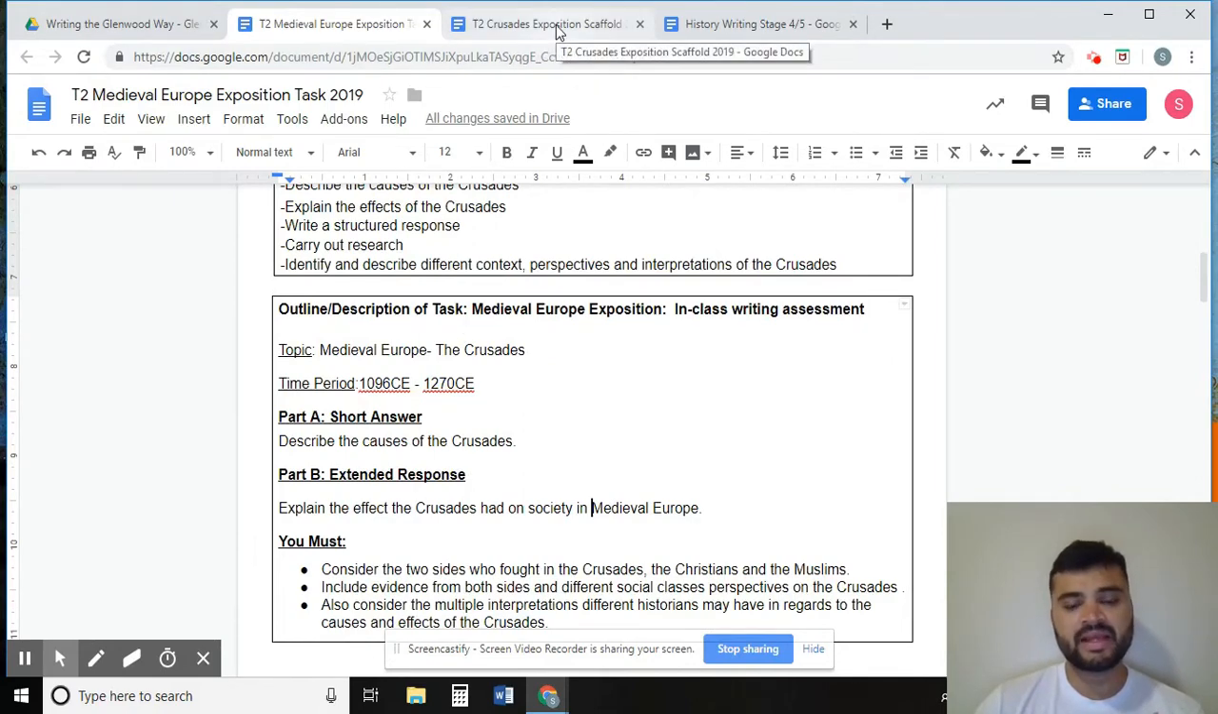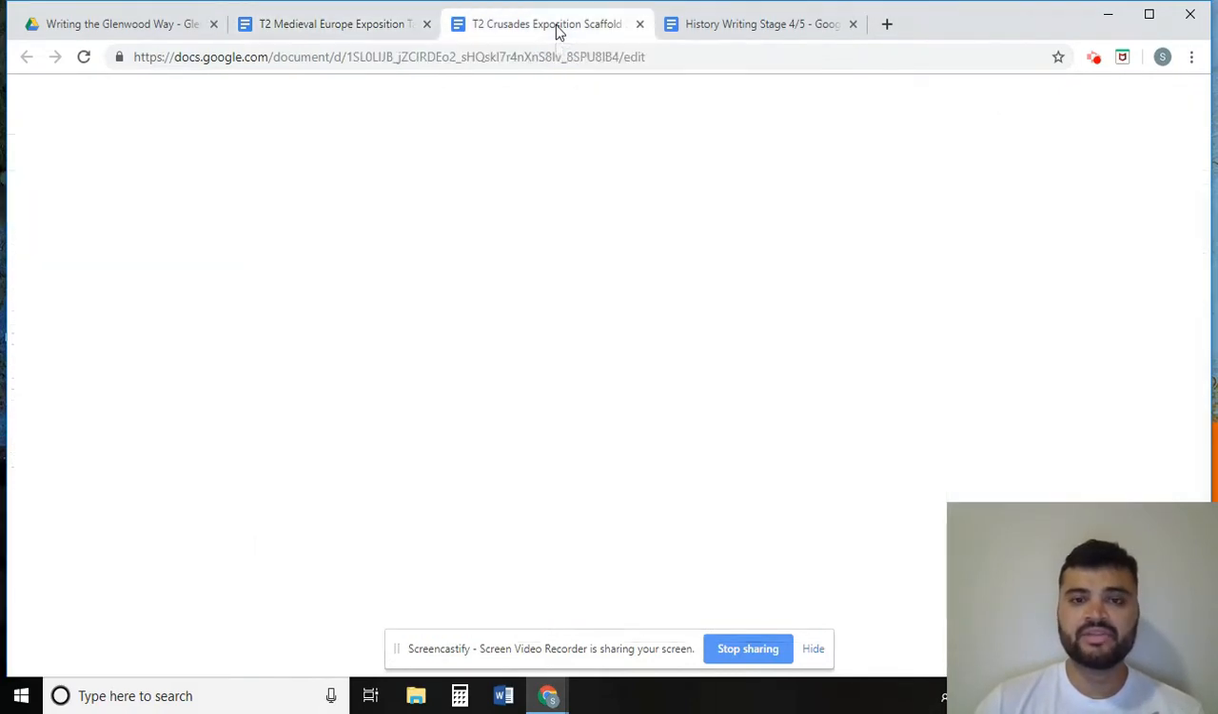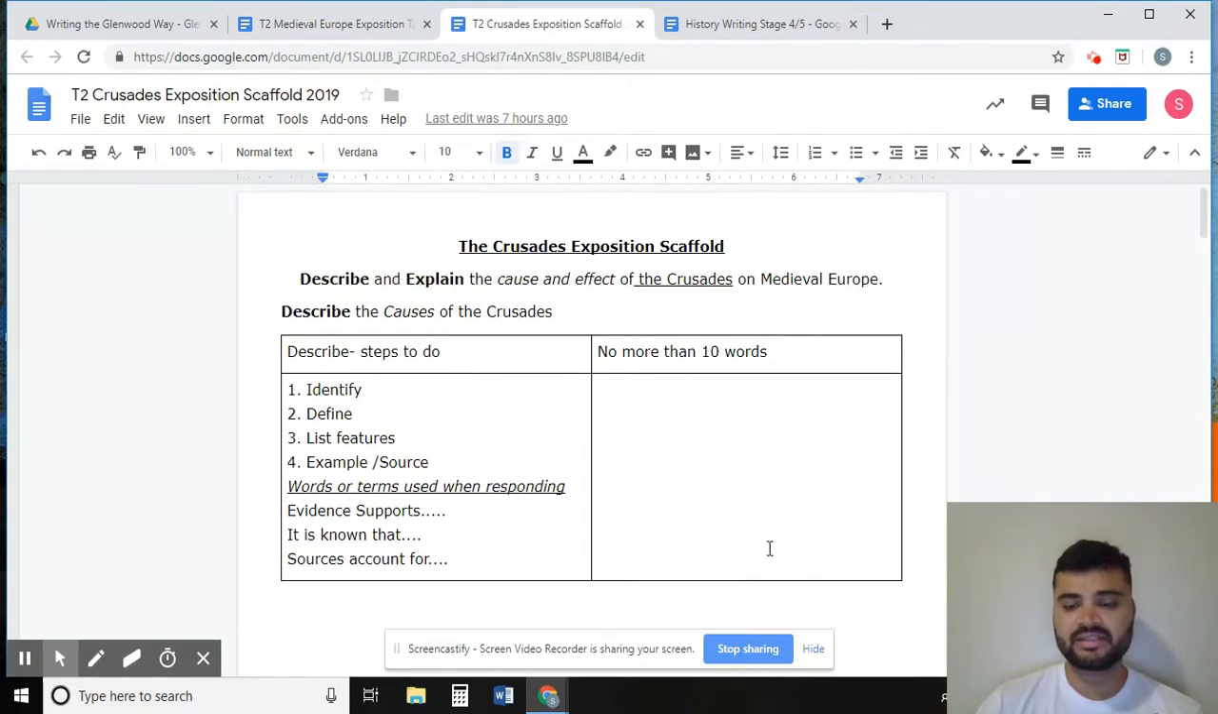If you flip to the back of your booklet, you should have a scaffold that looks similar to the one on the screen. I've broken up the scaffold into the two parts. This first section here describes the questions you will receive.